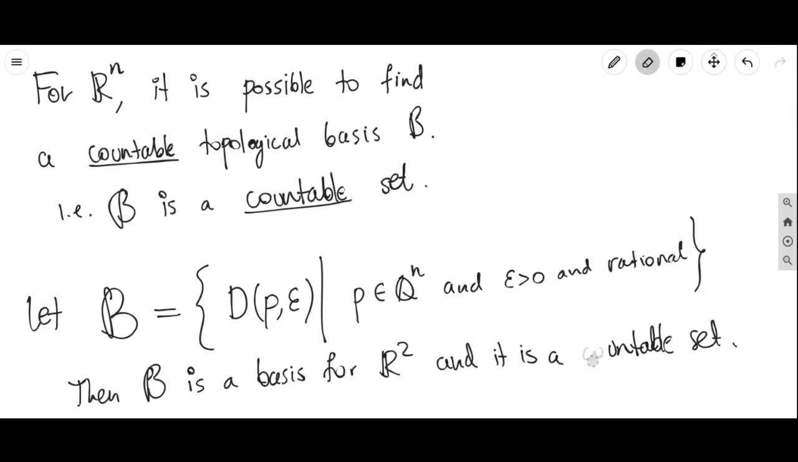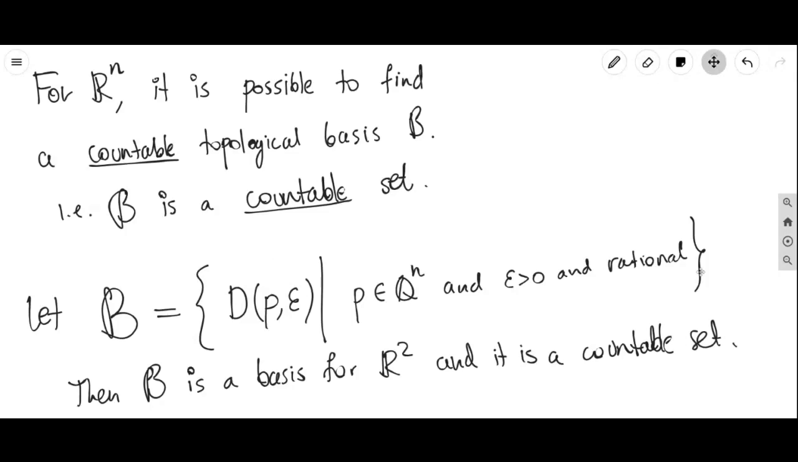The fact that it's a countable set simply follows from the fact that you're only using rational numbers. The rational numbers are countable. So whatever this point is, the coordinates have to be rational numbers, so the choices for P are countable, and the choices for epsilon are countable because the radius must be chosen to be a rational number. This collection of disks would therefore be a countable set, and it will form a basis.